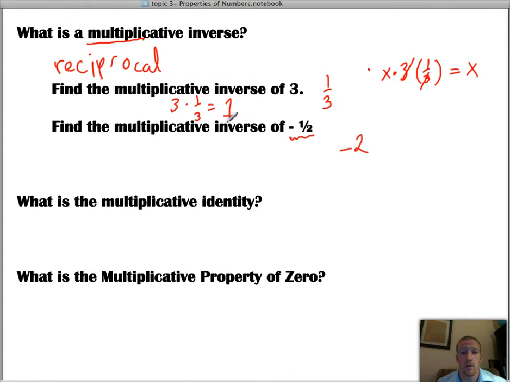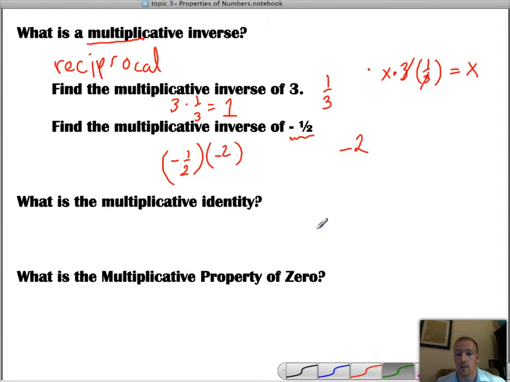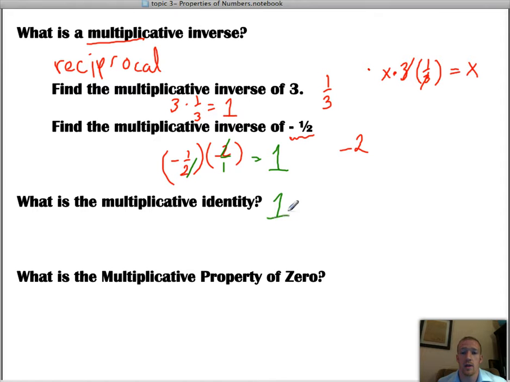That equals 1. What do you get when you do -1/2 times -2? If we want to use our fraction rules, in case you forget, -2/1. These reduce, a negative times a negative is a +1. So the multiplicative identity is 1.